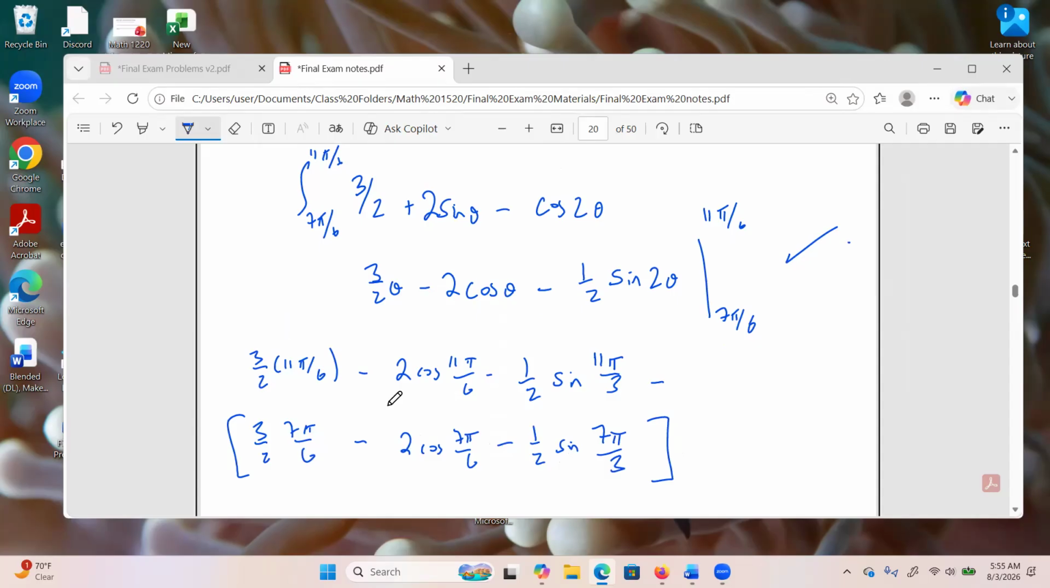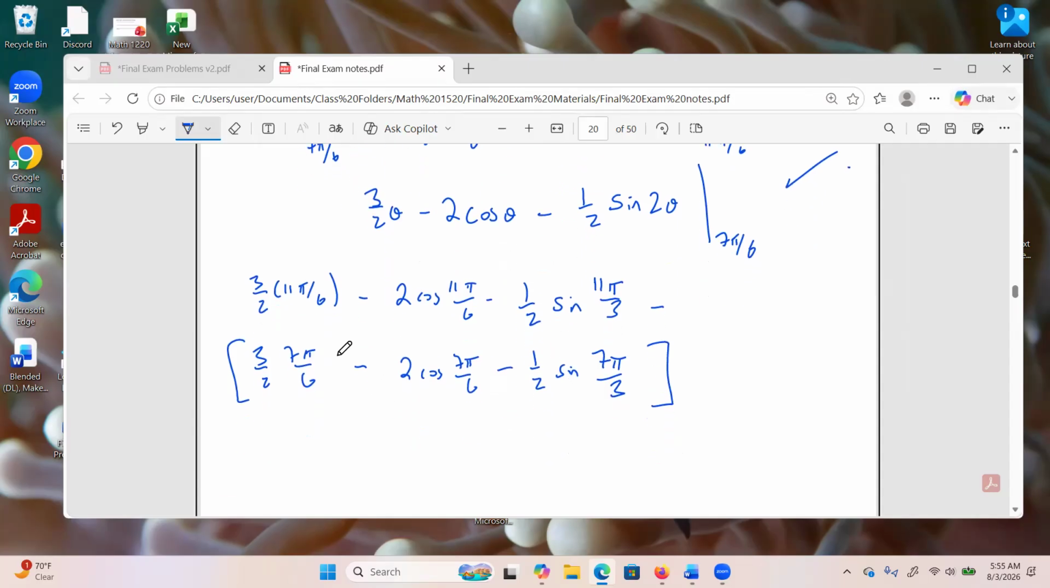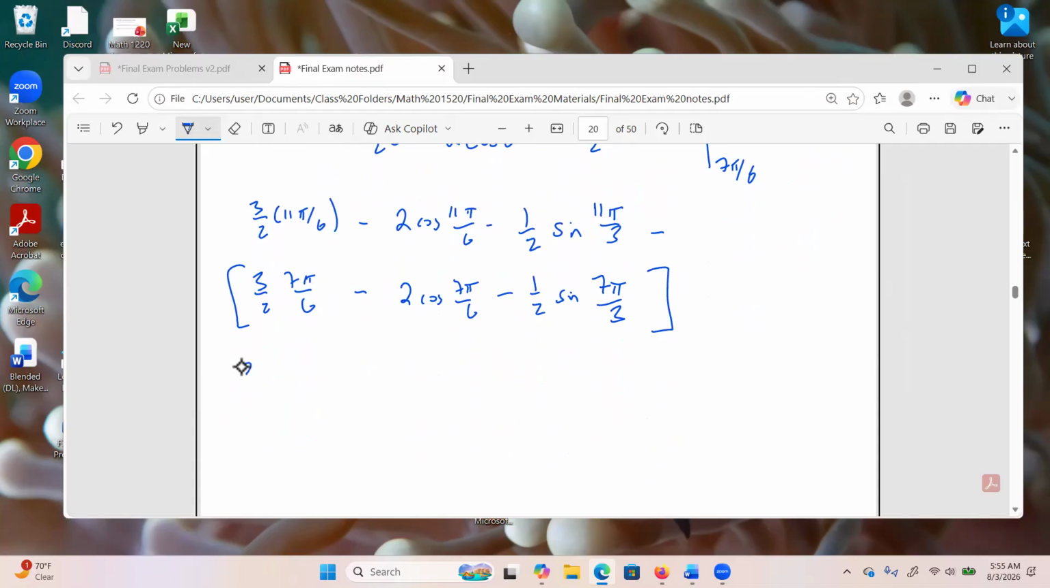Let's see what we got here. Next, we'll do some magic. This 3 and that will cancel out a little bit. So we have 33 pi over 12, because I know it's going to subtract out some of the stuff over here. I'm going to leave it in unreduced form for just a moment. Minus, and you could use a calculator, you're fine to do that, but it's going to be minus 2 square root of 3 over 2.